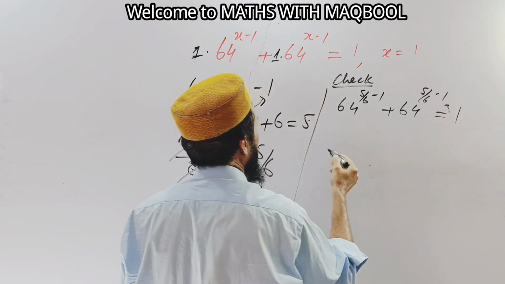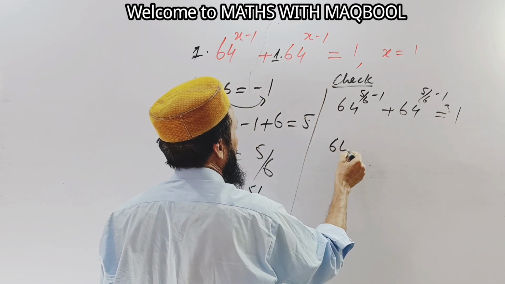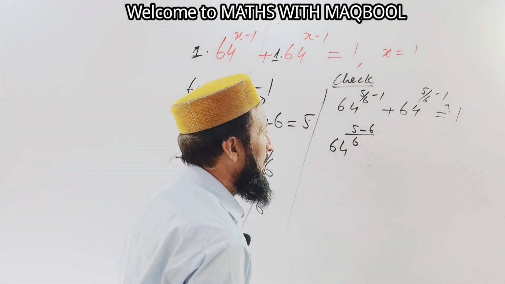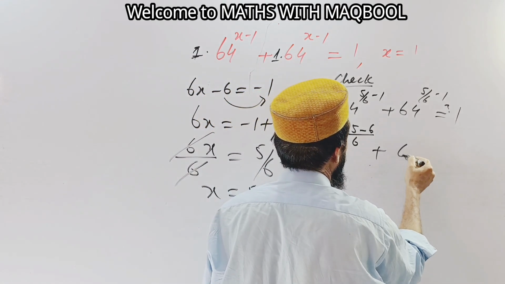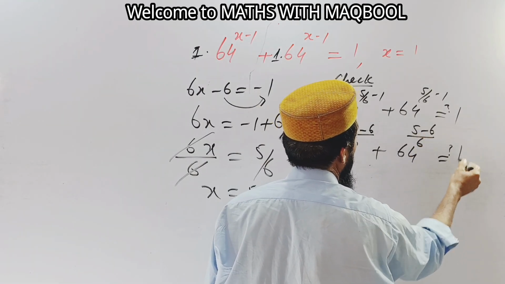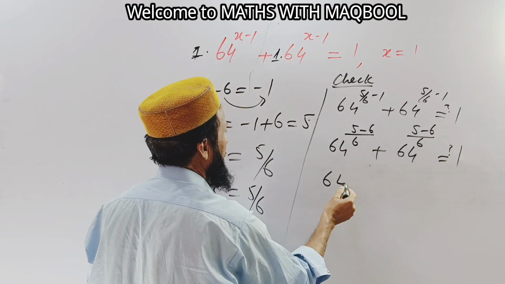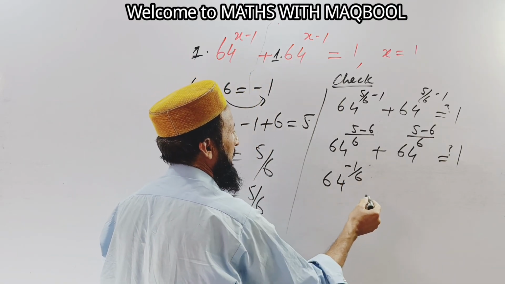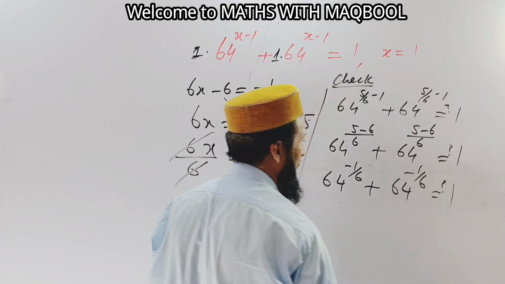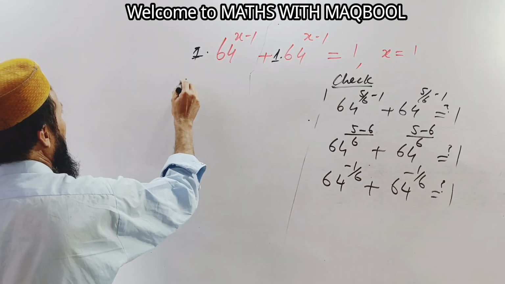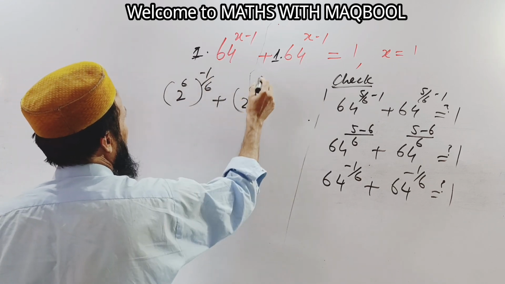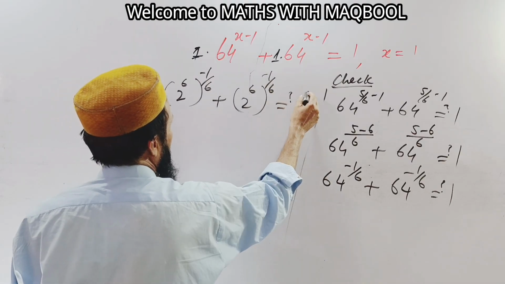Now we simplify this term. We take the LCM of the power: 5/6 minus 1 is minus 1/6. So we get 64^(-1/6) plus 64^(-1/6), is it equal to 1? Now for (2^6)^(-1/6) plus (2^6)^(-1/6), is it equal to 1?